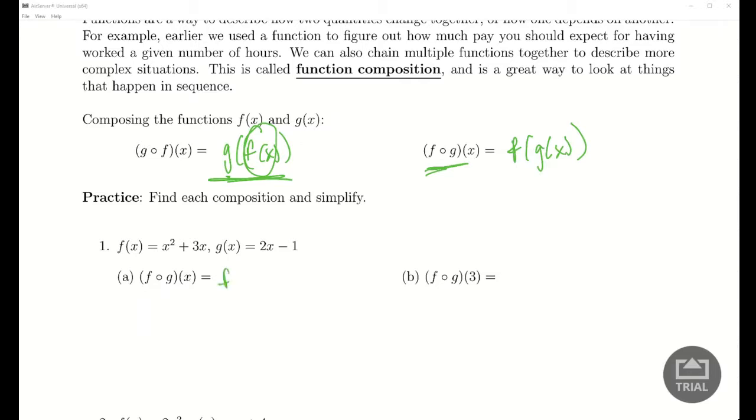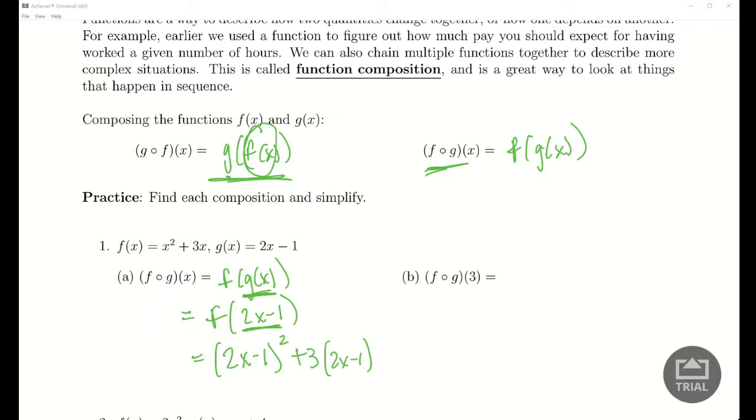I won't solve this, I'll just set it up for you. And if you need help with this, go watch the video. Heck, watch the video anyway. So g of x is going to be my input. I'll put that just right here. And then I'm going to put that into f. So we have (2x minus 1) squared plus 3 times (2x minus 1).